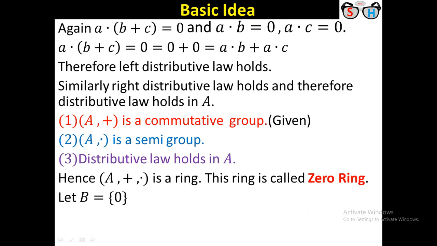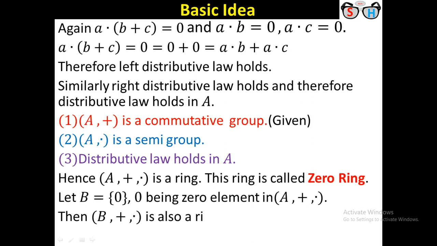In particular, if we take B equal to the singleton set {0}, 0 being the zero element in (A, +, dot), clearly B is a subgroup of A with respect to addition. Also, it can be seen that B is a semigroup with respect to multiplication, and that the distributive law holds in B because all the elements A, B, C are 0 in B. So B is also a ring with respect to (B, +, dot). This ring (B, +, dot) is called the trivial ring.